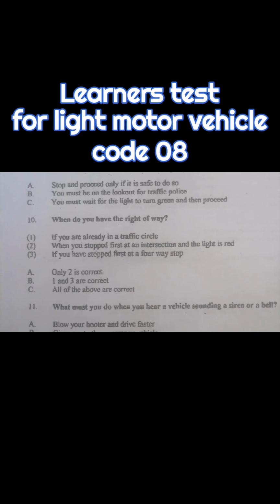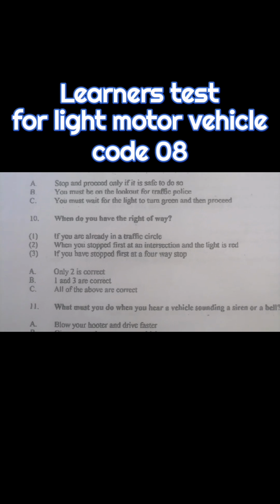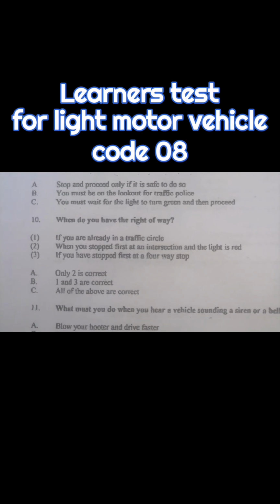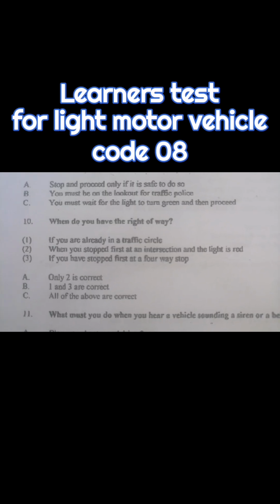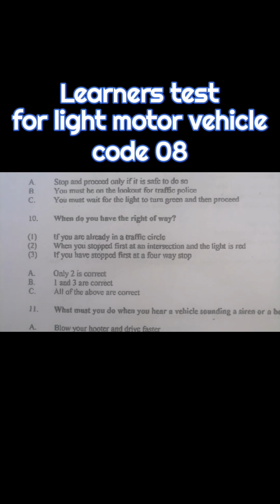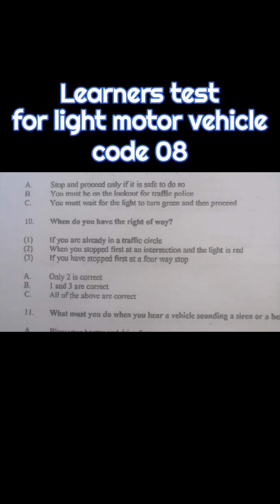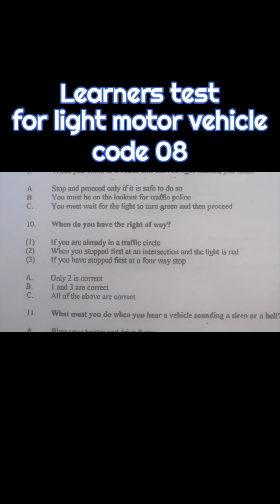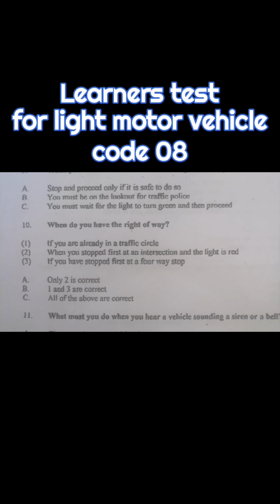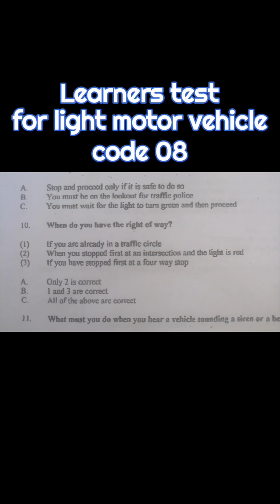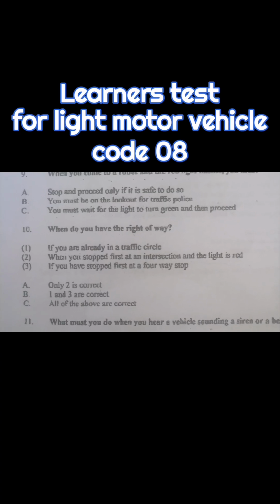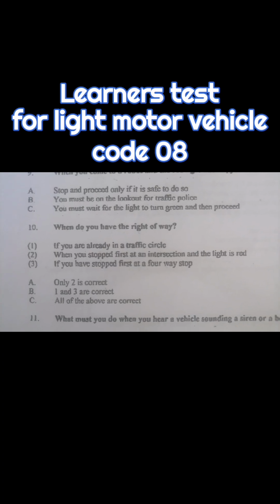Question 10 says, when do you have the right of way? Do we understand what it means to have the right of way? Right of way means when do you proceed before the next person. Answer 1 says, if you are already in a traffic circle. Yes, if you are already in the roundabout, you have the right of way. We cannot stop in a circle. There are no stop signs in a circle.